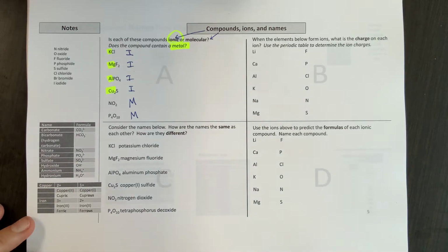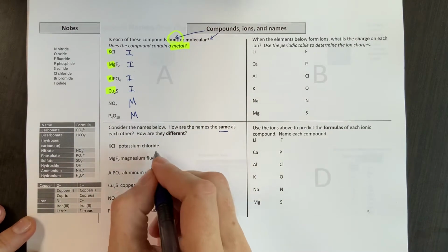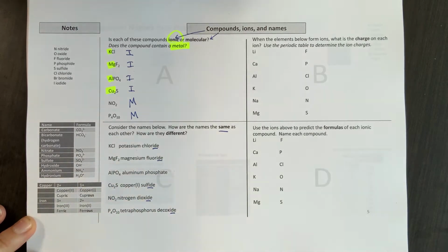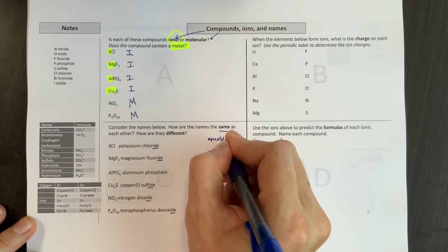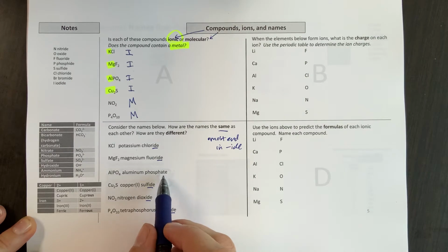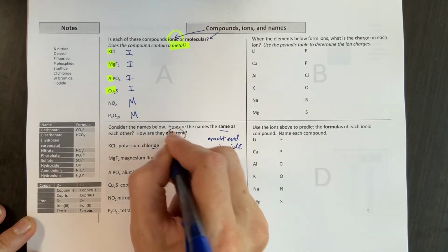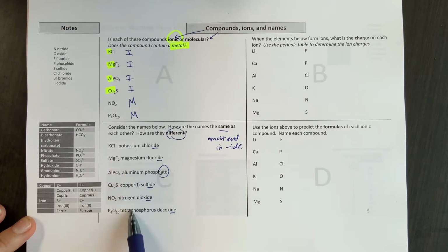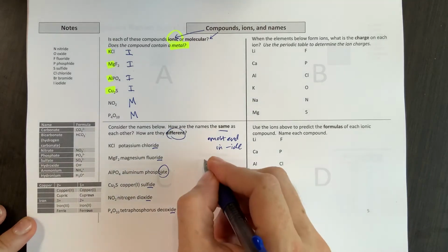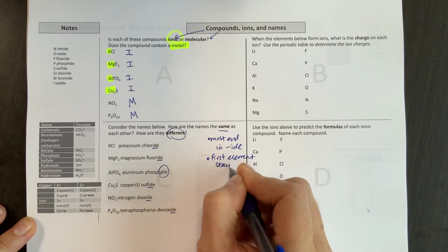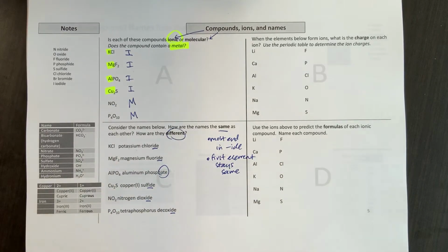So when I'm looking for similarities, I'm going to underline things that are the same. You might have noticed that there's a lot of "ides" here. "Ide" is going to be a common ending, although there are some exceptions, like "ate." We'll circle for differences. And then these first element names, did we change the endings of those at all? No, they're all just right off the periodic table, right? So the first element stays the same in every single one of them.